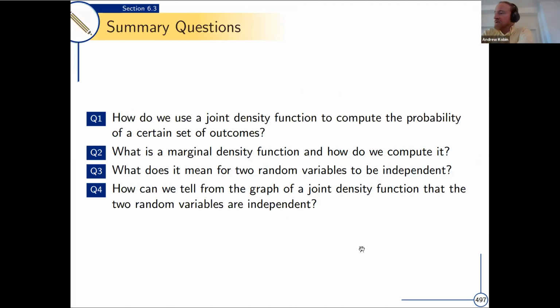So that's a lot of information, and this was one of our longer videos, but here's a quick set of summary questions to get you thinking about these before we do some more work in class. First, how do we use a joint density function to compute probabilities of a certain set of outcomes? What is a marginal density function, and how do we compute it for each of our random variables? Next, what does it mean for two variables to be independent? And what does it mean for two variables to be dependent? And how do we tell when this is the case? Finally, how can we tell from the graph of a joint density function that two random variables are independent if we don't necessarily have a formula for their joint density function?